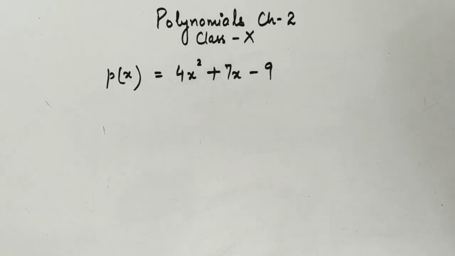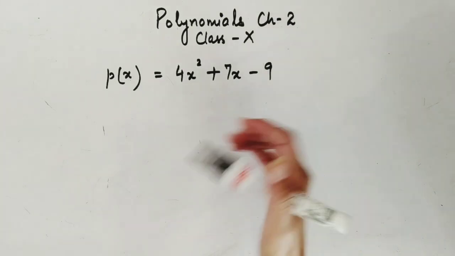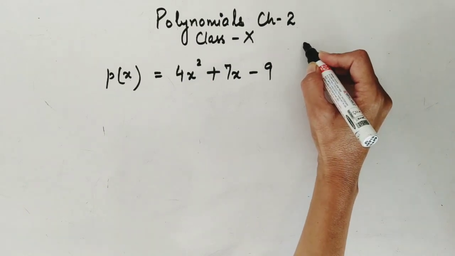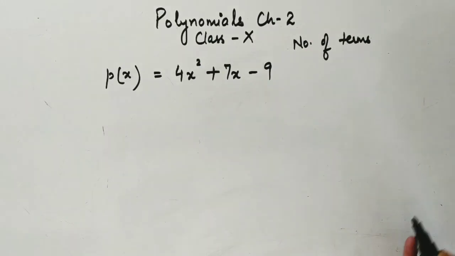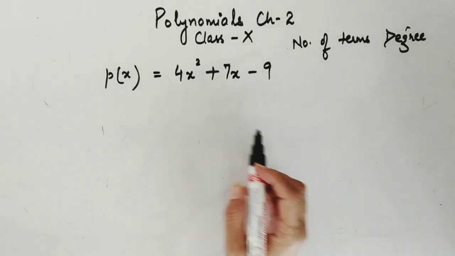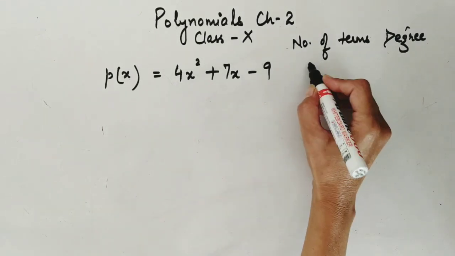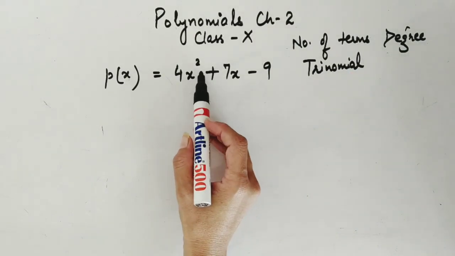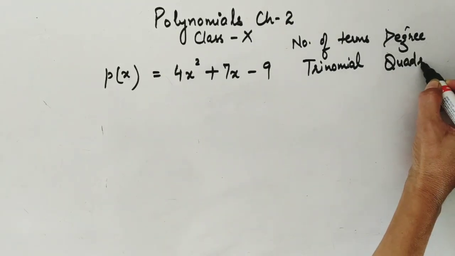See now, there are two types of classifications. I'll be quickly doing this recap for you, as we have studied this last year. On the basis of number of terms, and on the basis of degree. Degree means the highest power. So here, how many terms do we see? There are 3 terms, so it is a trinomial. And on the basis of degree, the highest power, since it is 2, it would be called a quadratic polynomial.